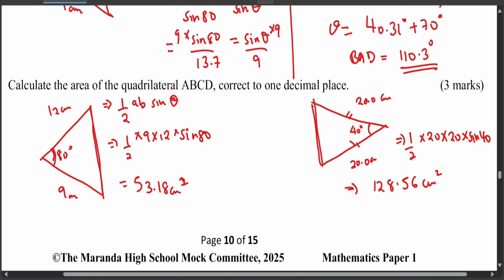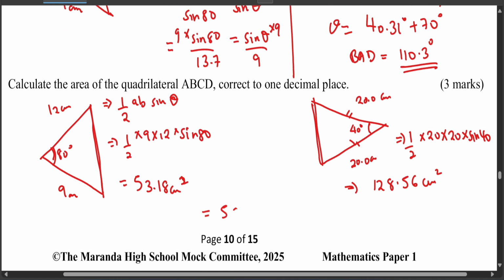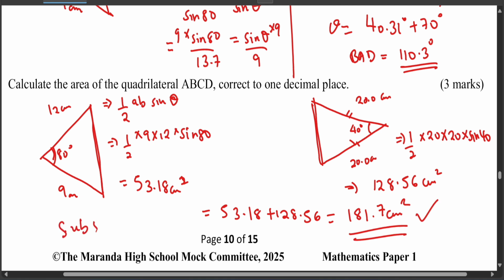So let's add this up. So 53.18 plus 128.56. How much does it give us? It should give us around 181 to 1 decimal place. Remember 181.7 centimeter square.